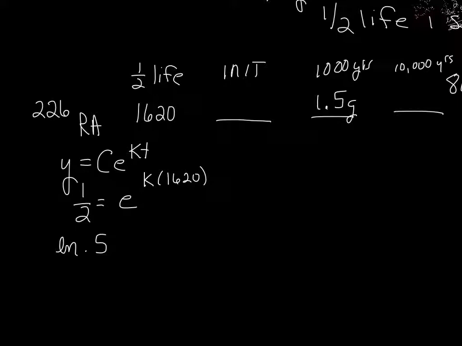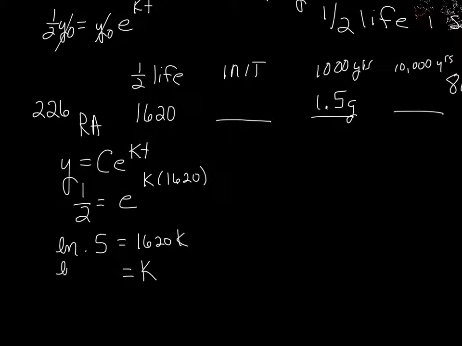If we're trying to find k, remember when we did it before, we wanted to know if this is our initial amount, half of that initial amount, the y sub 0 is canceled. So if you're trying to find k, you can use 1/2 equals e to the kt. I don't know what c is. That's what I'm trying to find. That's the initial amount. So this is going to be equal to 1620k.